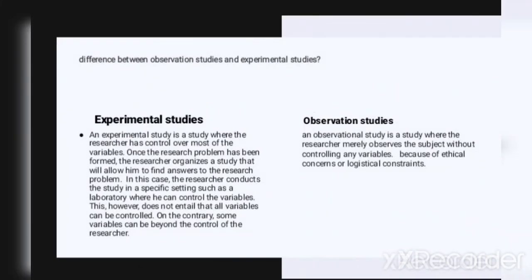The difference between observational studies and experimental studies. An experimental study is a study where the researcher has control over most of the variables. Once the research problem has been formed, the researcher organizes a study that will allow him to find answers to the research problem. In this case, the researcher conducts the study in a specific setting, such as a laboratory where he can control the variables. However, that does not entail that all variables can be controlled. On the contrary, some variables can be beyond the control of the researcher.